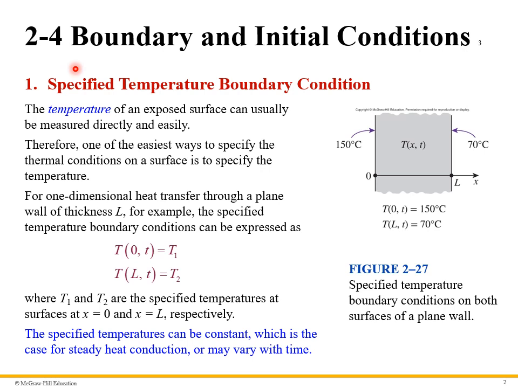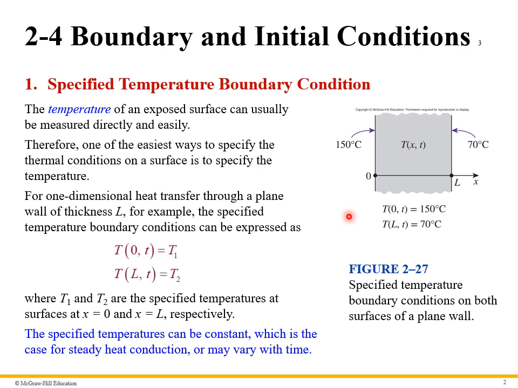Once you have your differential equation for the heat transfer problem you're trying to solve, in order to solve it, you need what's known as boundary conditions and initial conditions. That will satisfy any unknown constants that you have in the problem. So let's look at the various types of boundary conditions.